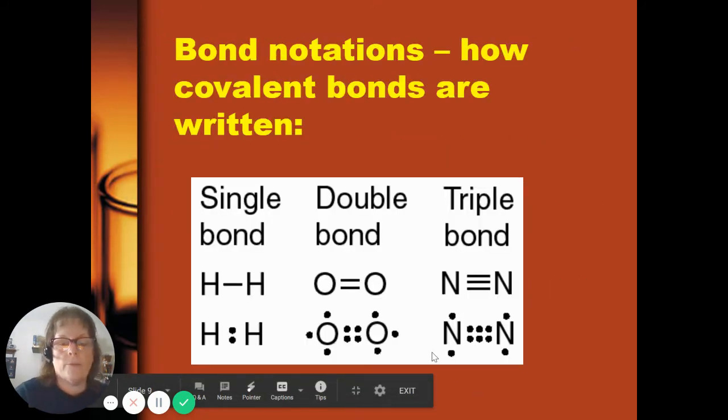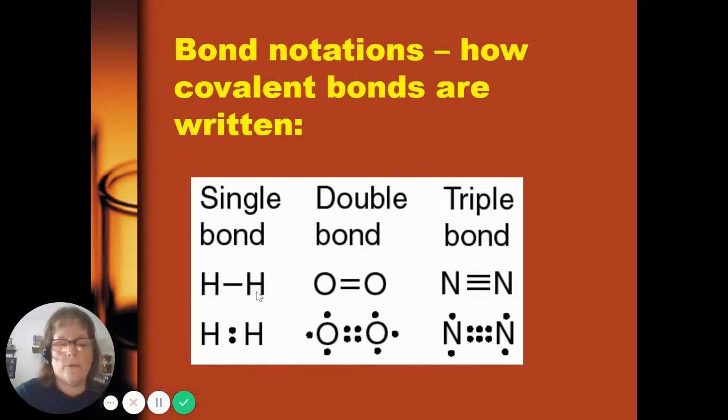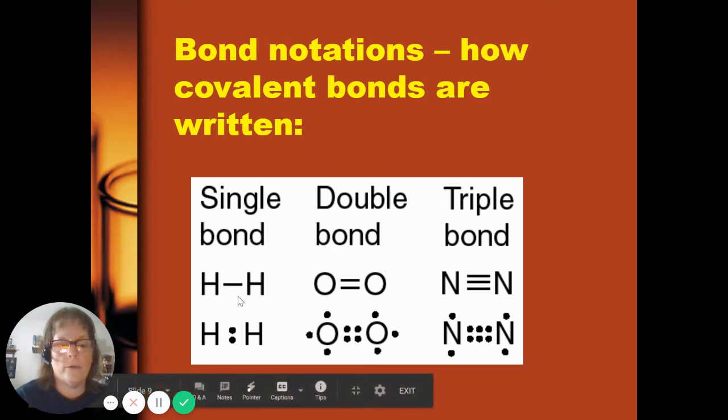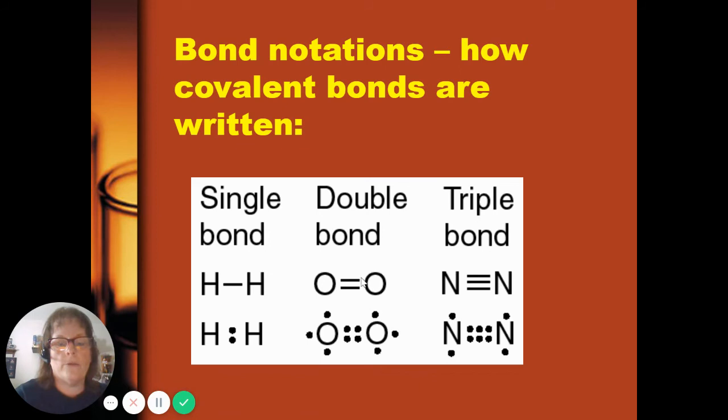Sometimes you'll see the bonds written out in this form. This is just showing you that there are 2 hydrogen atoms bonded together, and the single line here represents a single covalent bond. And these are 2 oxygen atoms that are bound together, and the double line here indicates that there's a double covalent bond. And same thing here with our nitrogen. 2 nitrogen atoms are bound together, and the 3 lines represent a triple bond between those 2 atoms.